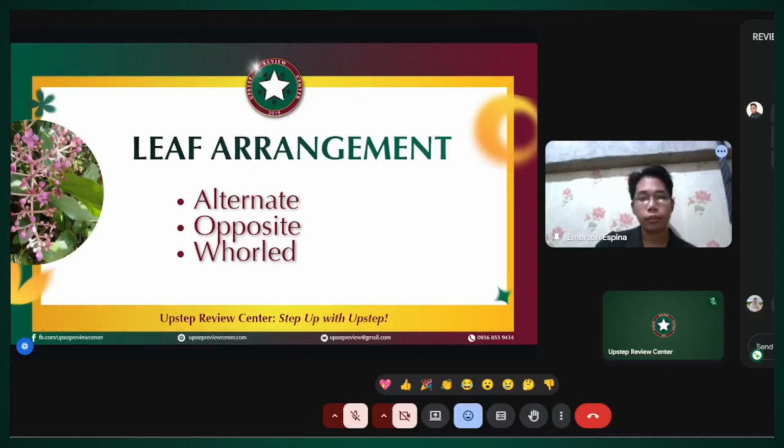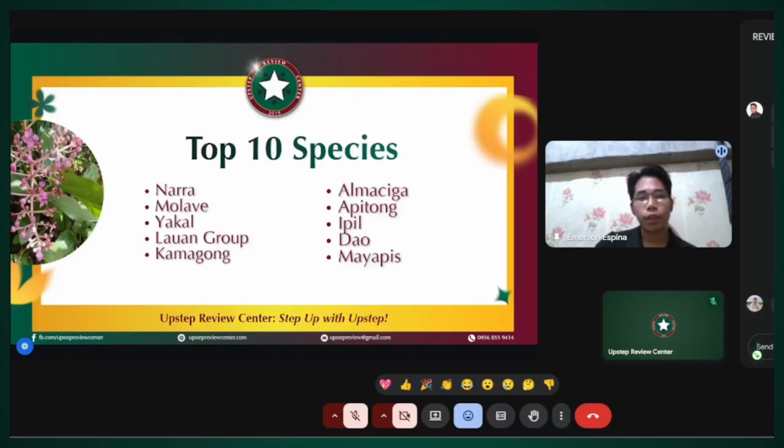And then moving forward, tonight we're going to focus on the top 5 species, but here are the top 10 species to keep in mind when it comes to the forestry licensure exam. The following species are not the only trees in the Philippine forest, but they are the common species to be included on the exam. So if your review time is limited, these are the species that you need to focus most of your attention on.